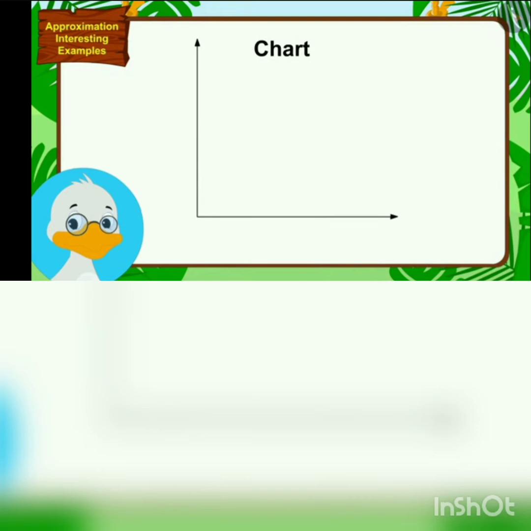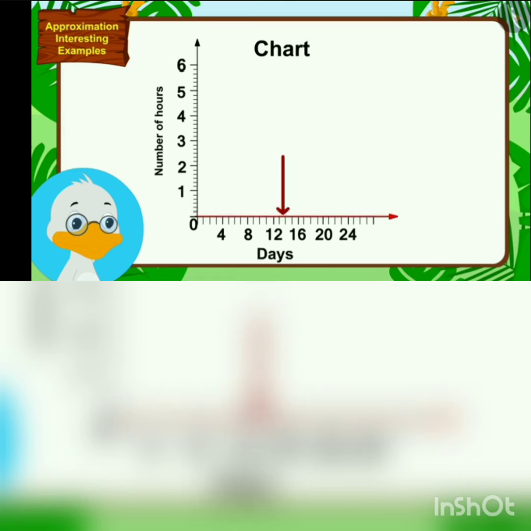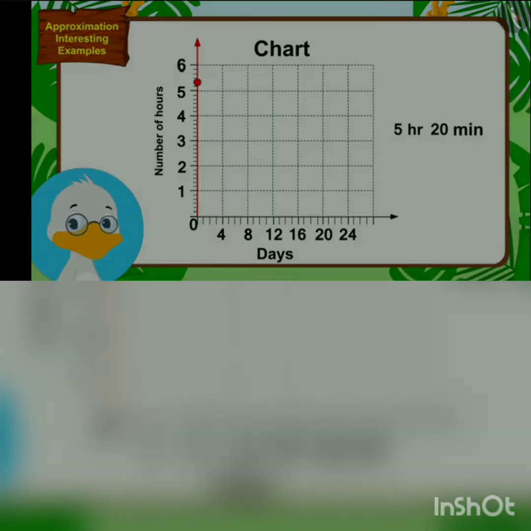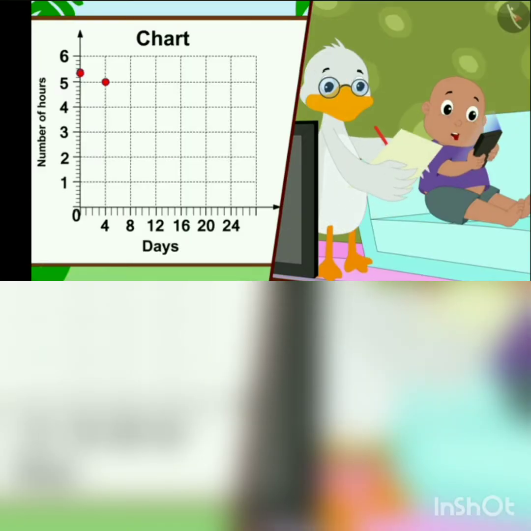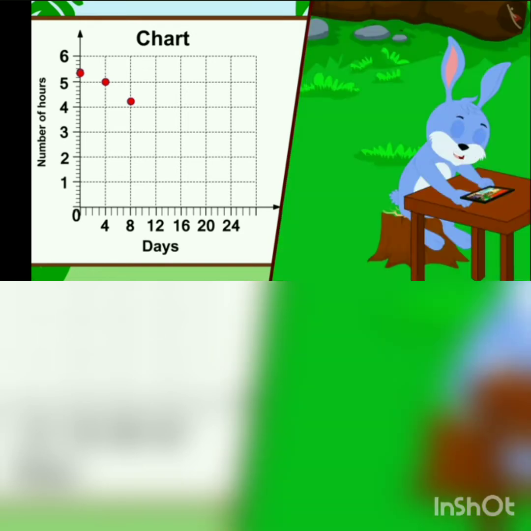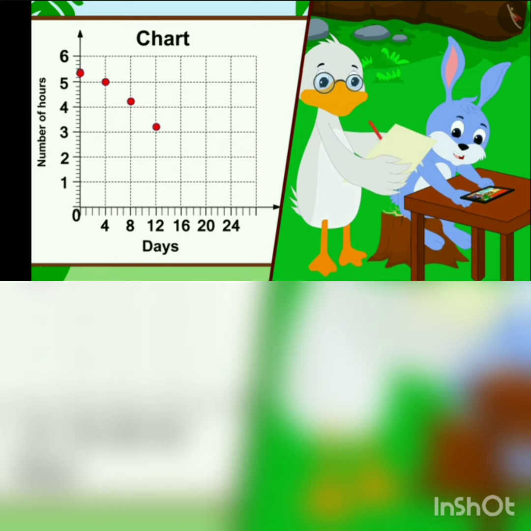Uncle has made a chart for this. Uncle has shown the number of hours on the vertical line of the chart and the number of days on the horizontal line. Currently, children spend an average of 5 hours and 20 minutes on the phone every day. This is shown by the uncle making a point on the vertical line in this way. Now, uncle started recording the average time spent on the phone every 4th day on the chart in this way.